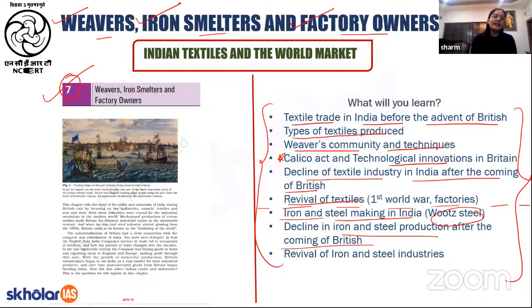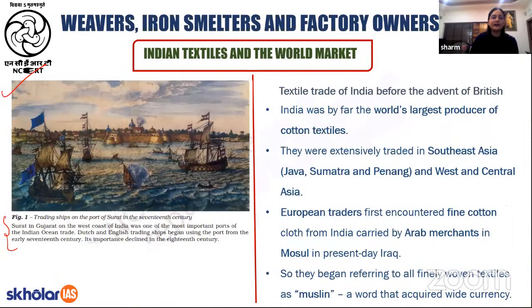However, like the handicraft industry, there was also a revival in the iron and steel industries, which we are going to talk about. So students, this fairly sums up the entire contents of your chapter, and this is how we are going to navigate further. So chalo shuru karte hain.